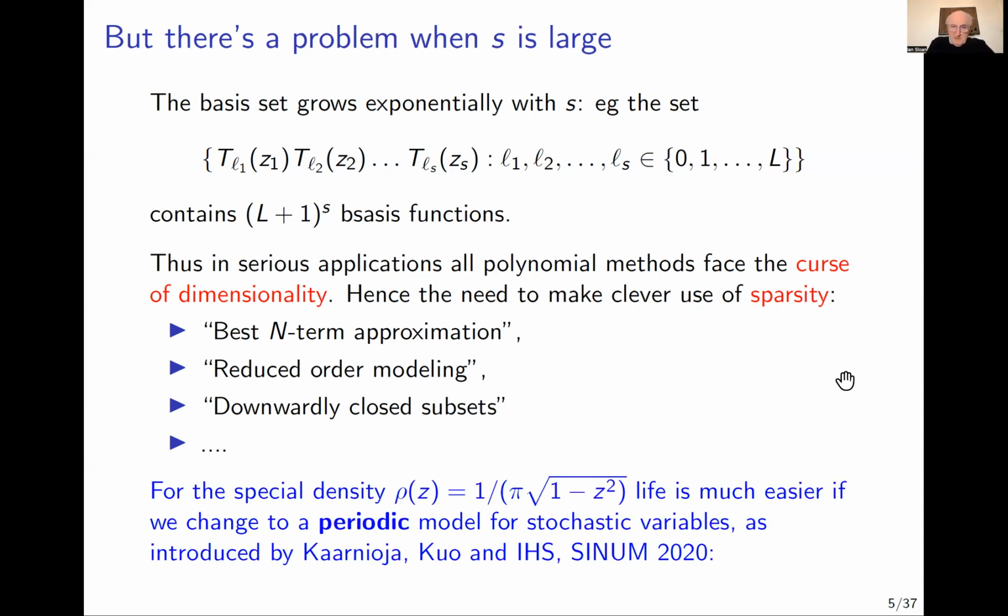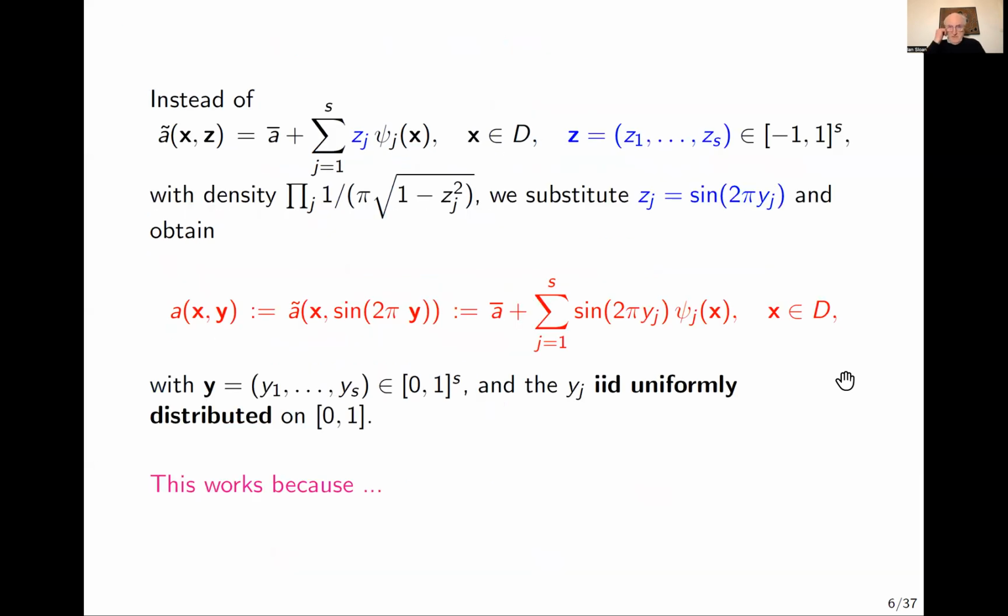So for the special case of the density rho of z equal to 1 over pi times root of 1 minus z squared, life is much easier if we change to a periodic model of stochastic variables, as we introduced in an earlier paper with Frances and Vesa Kaarnioja. So I want first to talk about this change of variables because it is rather crucial to the way that we work.